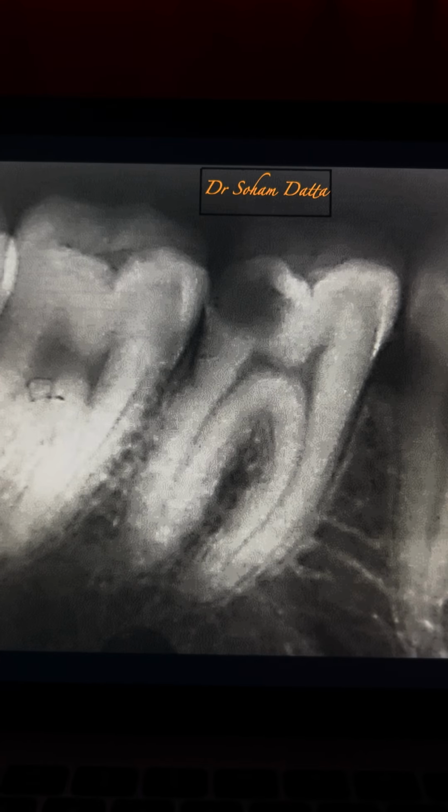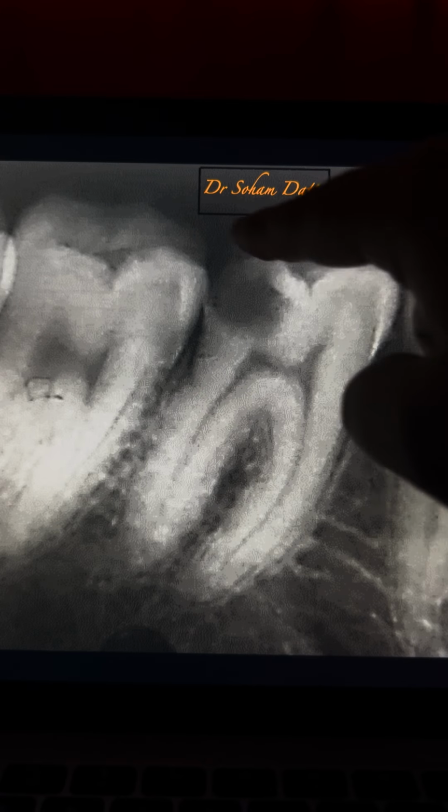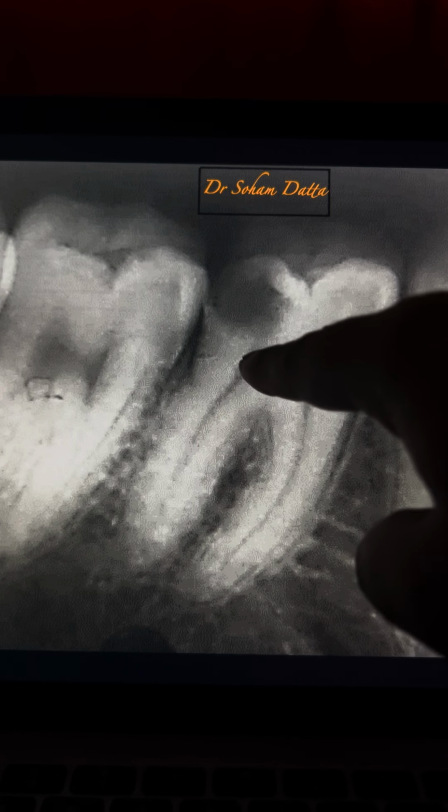Hello viewers, today I will discuss two of my root canal cases. So as you see in the pre-operative X-ray of this first case, this is tooth number 46, that is the right lower first molar, and if you see the pre-operative X-ray of this 46, you will find that there is a caries present on the distal aspect of the 6 approaching the distal pulp horn.